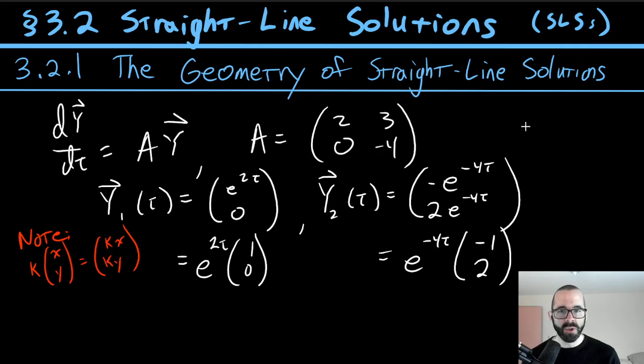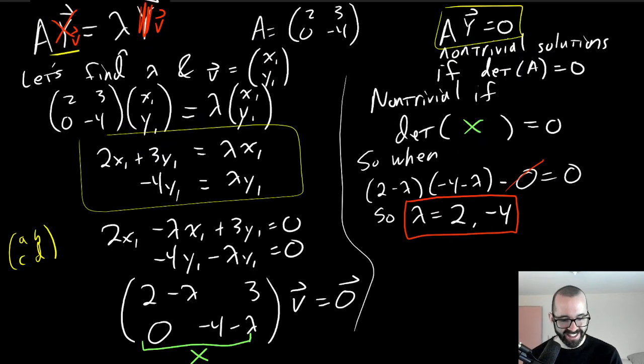Do you see any 2's and negative 4's here? Is it a coincidence? I don't know. We'll find out. How exciting, right? It's about to get a heck of a lot more exciting. So these are the lambda that are going to do that. We still need to find out what vectors will do that.